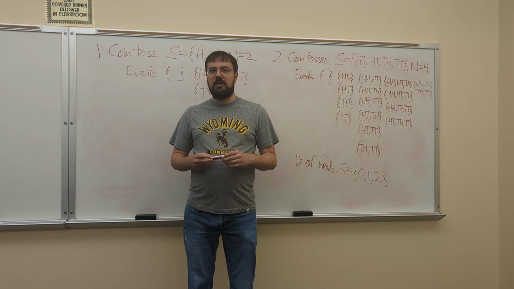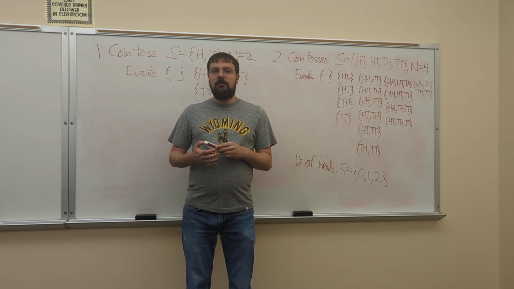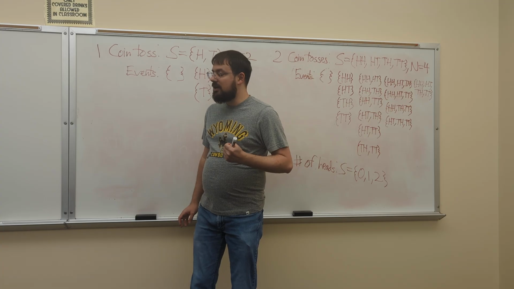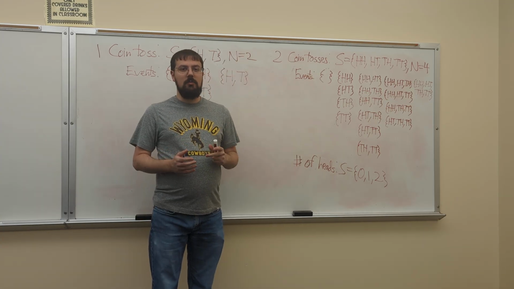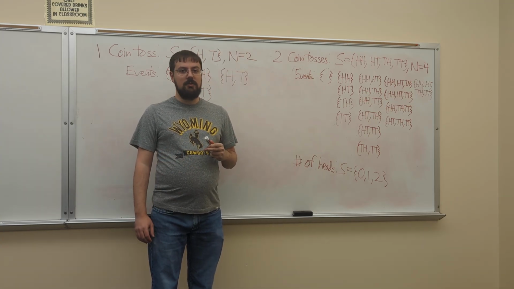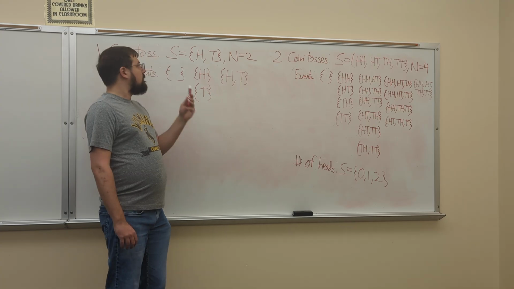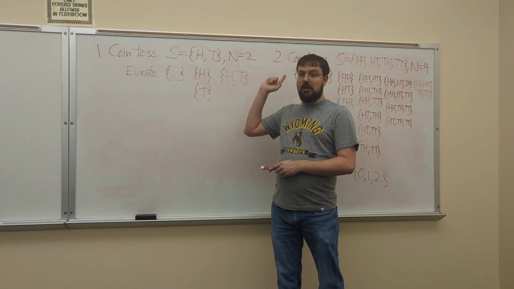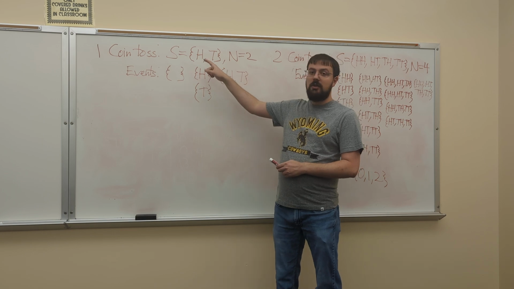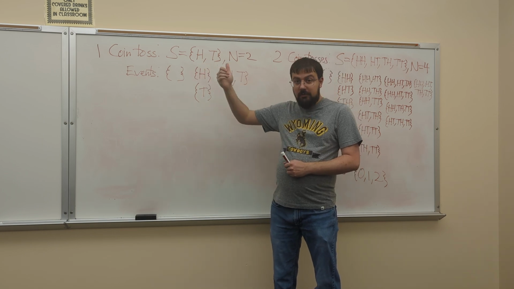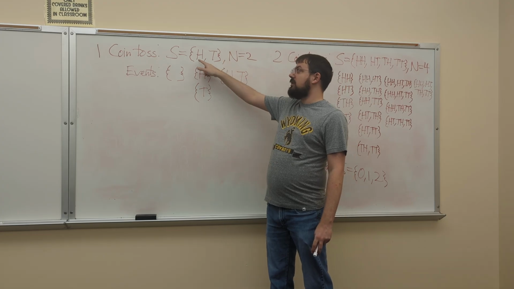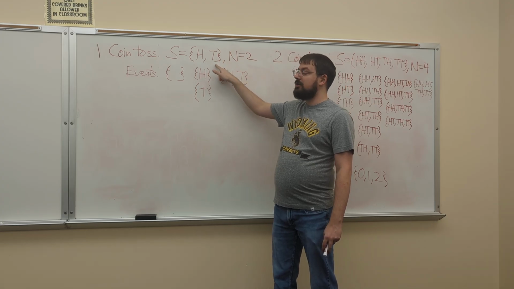When we have a random experiment, we have what's known as a sample space for any experiment, and that is basically just the set of all possible outcomes that we're dealing with. So I have two examples here, one coin toss and two coin tosses. For one coin toss, when we flip a coin, there's only two possible outcomes. It can either be heads or it can be tails.